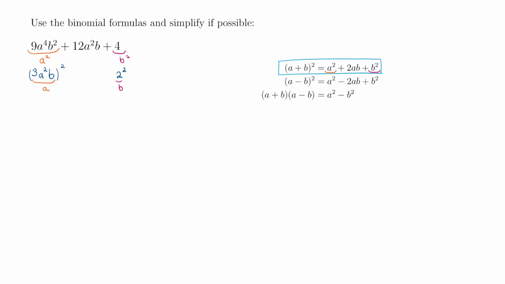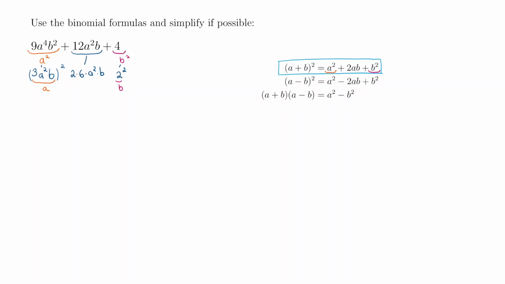So let's have a look what we have here. The middle part. I first divide this part by 2 in order to have the same pattern as we have here. So if we divide this by 2, what do we get? We have 2 times, and then we get 6 times a squared times b. And now we know that this part here without the 2 should be the same as a times b. So 6a squared times b should be the same as a times b.